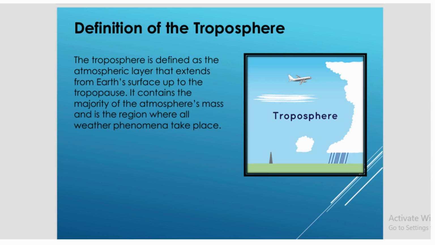So the troposphere is defined as the atmospheric layer that extends from Earth's surface up to the tropopause. It contains the majority of the atmosphere's mass and is the region where all weather phenomena take place.